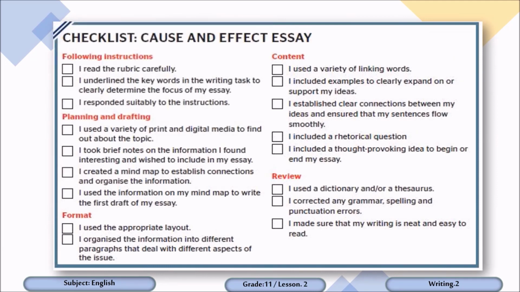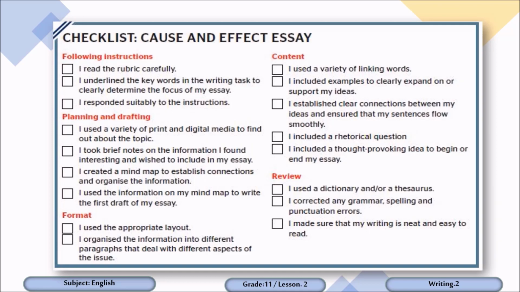Dear students, now let's have a look at the checklist of the cause and effect essay. This checklist is very important as it will help you a lot to get a high mark in writing the cause and effect essay, and in order to know the importance of how to keep everything well.